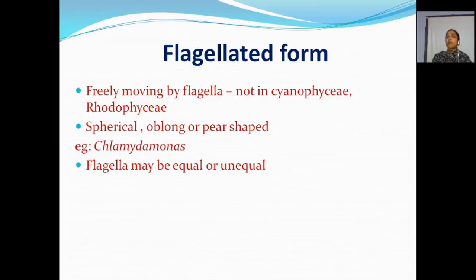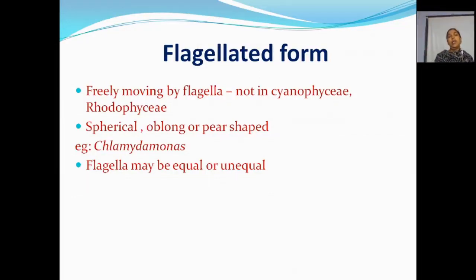What is flagellated form? They are moving with the help of flagella. This is present in somewhat all categories except in blue-green algae, that is Cyanophyceae, and red algae, that is Rhodophyceae. So, different classification we will study later. In this, the basal or lowest group is Cyanophyceae and the advanced group is Rhodophyceae. See, at both extremes you can't see motile algae.